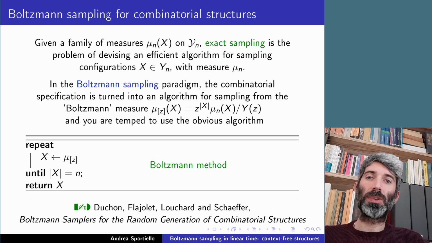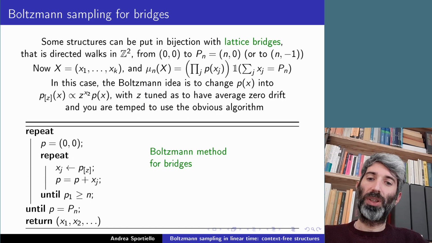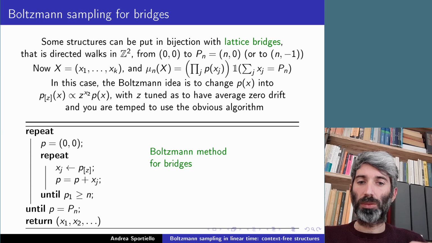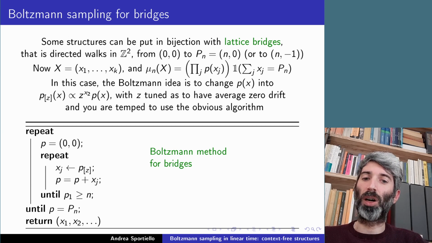Let's say that you want to sample bridges. Bridges are lattice walks, directed lattice walks, say in the Z-square, from 0,0 to some point. Say that this point is (n, n-1), and n is your size parameter now. And you have steps which are taken from some probability distribution P of x. What you want is to reach that point. This is the only non-local constraint, given by the delta constraint in the measure mu. For the rest, it's just the product of the weights.